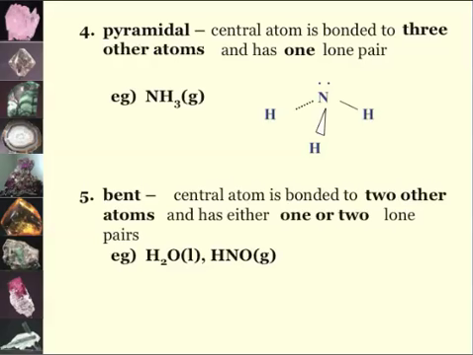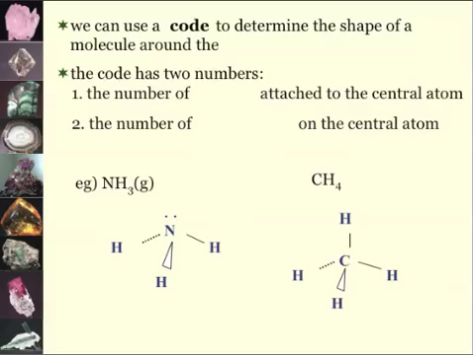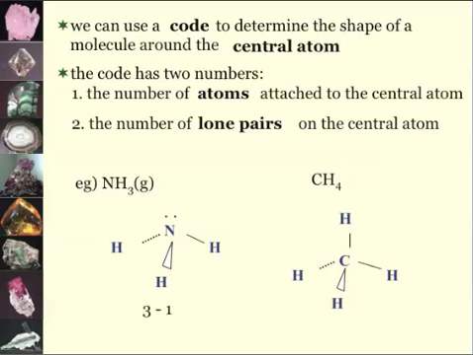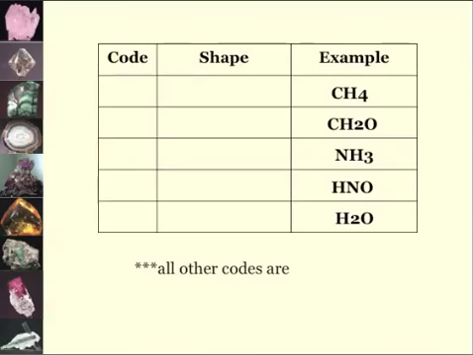Okay, so we can use a code in order to determine the shape of a molecule around the central atom. The code has 2 numbers: the number of atoms attached to the central atom and the number of lone pairs on the central atom. So for example here, we've got 3 to 1, and that is going to be a pyramidal shape, okay? And this one's 4 to 0, and that'll be a tetrahedral shape. Okay, so here we go.